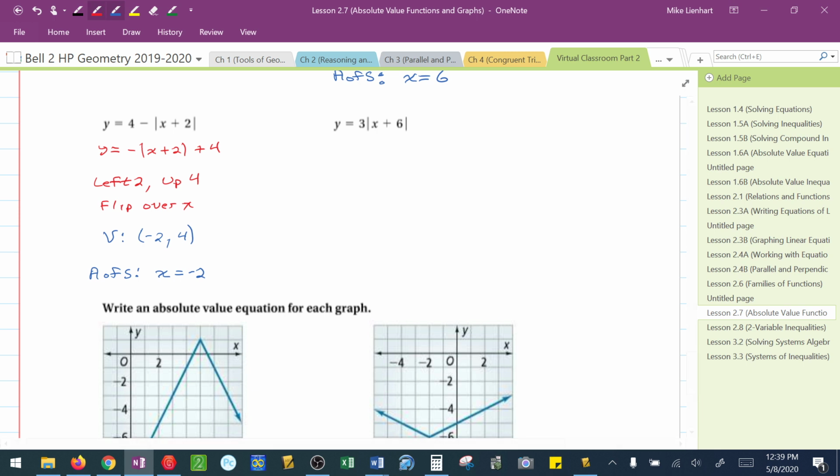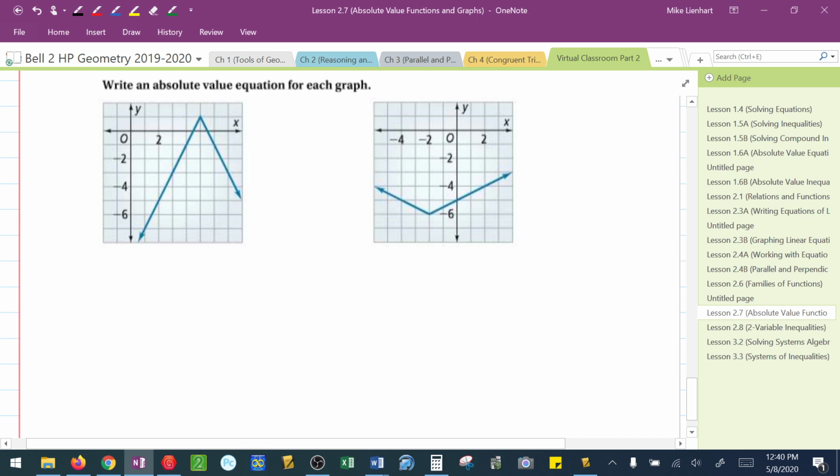All right, and let's try this one. Plus 6 on the inside tells me left 6. There's no up or down movement. The 3 in front is telling me stretch of 3. That does not affect my vertex. That affects the other points, but not the vertex. The vertex, where is it at? Well, if I go left 6 from 0, 0, I'm at -6, 0. And that means that the axis of symmetry would be at x equals -6.